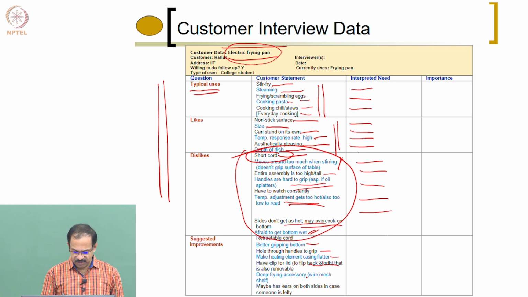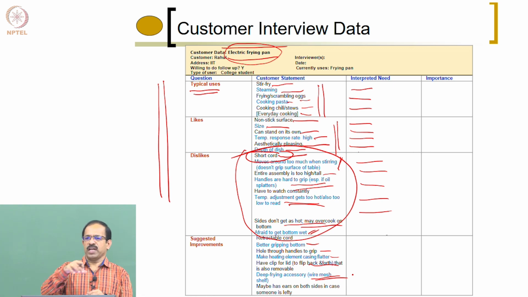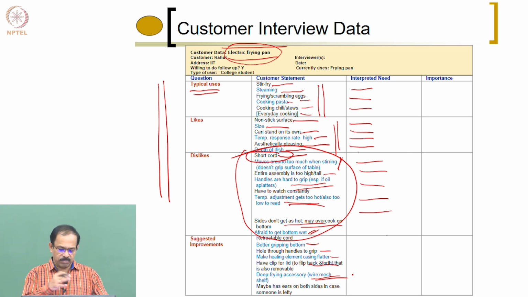Deep frying accessory. If you want to do something else, you can have some kind of accessory you can put on it and then do the deep frying. So some kind of accessories to add on to the product so that you will get better utilization of the product. And maybe has ears on both sides in case someone is lefty. So you can hold it properly with the ears on it, take it with one hand and then do it.